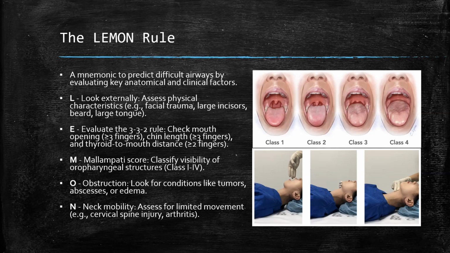It's most effective when combined with other assessments like patient history or additional physical exams to form a complete airway strategy. In practice, LEMON helps you anticipate difficulties and prepare accordingly, whether that means selecting a video laryngoscope, adjusting your technique, or having a backup plan like a surgical airway ready. Key takeaway: the LEMON rule is a quick, structured tool to flag airway difficulties. It's about preparation, not perfection.